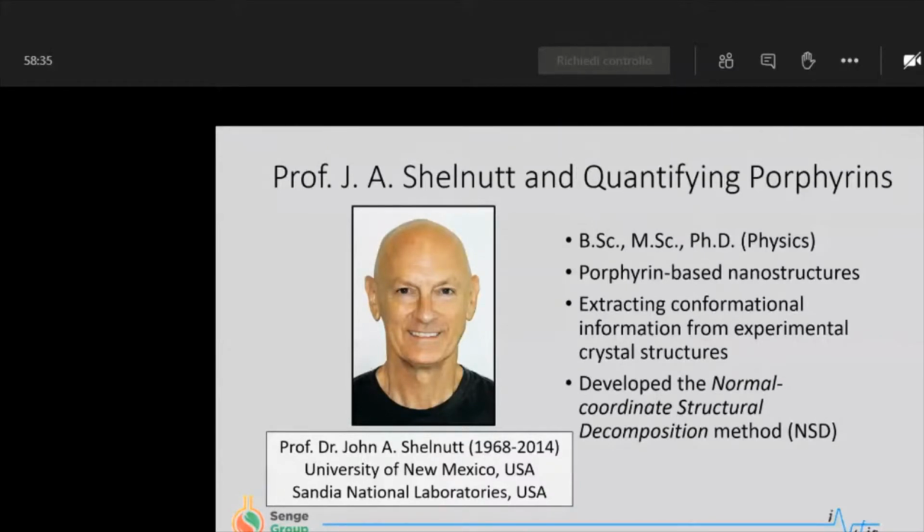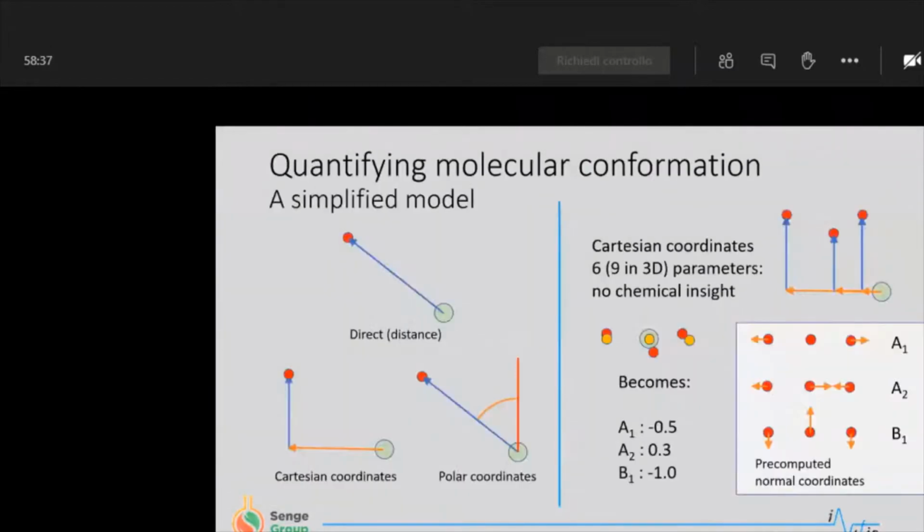So when we talk about normal coordinates, what are we talking about? It's a kind of coordinate transform and very simple to understand. So instead of discussing molecules as individual points in space in Cartesian coordinates over on the left, each individual atom could be talked about in terms of a distance or talked about in terms of polar coordinates. And this is really no different from that.